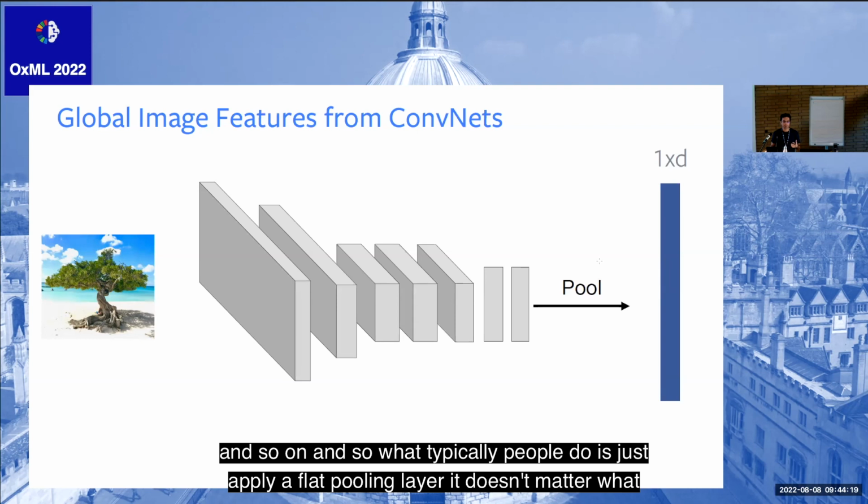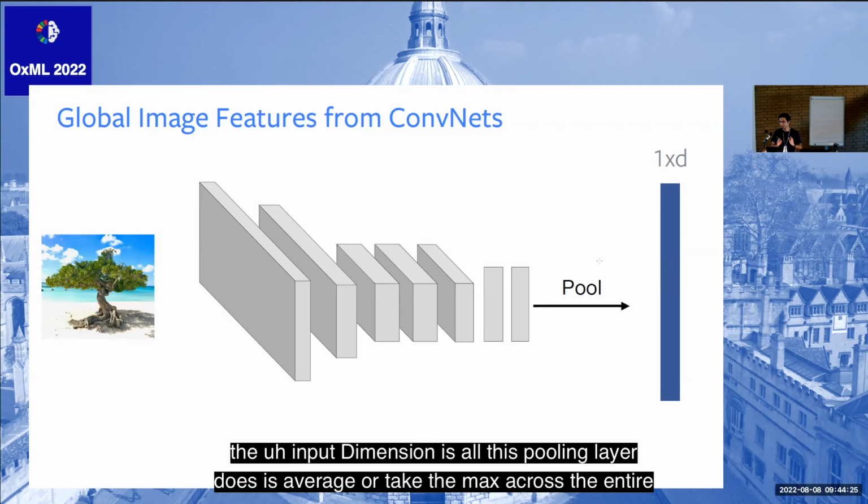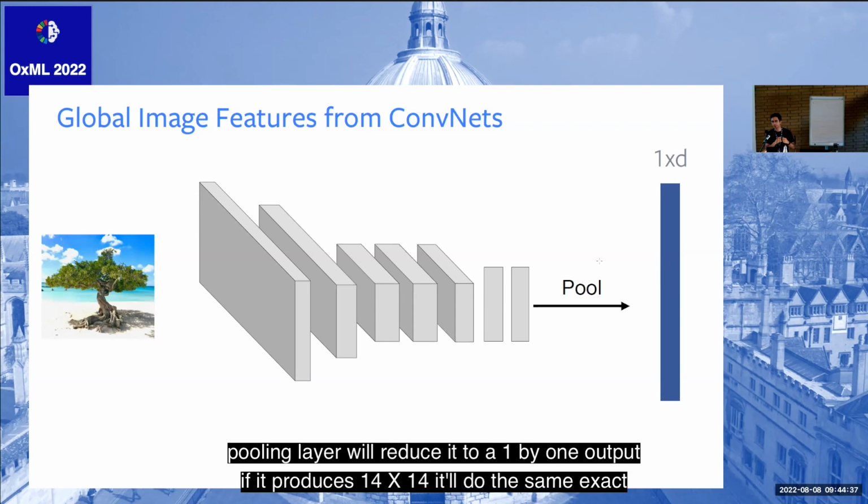And so what typically people do is just apply a global pooling layer. It doesn't matter what the input dimension is. All this pooling layer does is average or take the max across the entire feature map that is produced by the ConvNet. So if the ConvNet produces, say, a 7x7 map, this pooling layer will reduce it to a 1x1 output. If it produces 14x14, it will do the same exact thing. So no matter the size of the input, you'll get a fixed length representation out of this ConvNet.